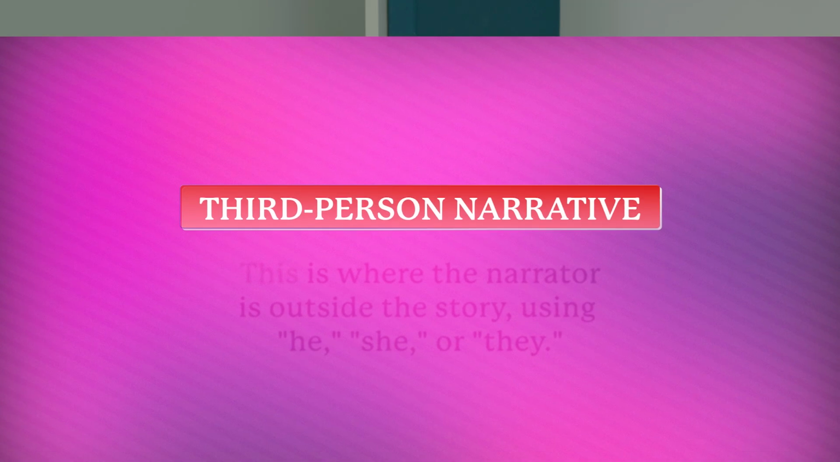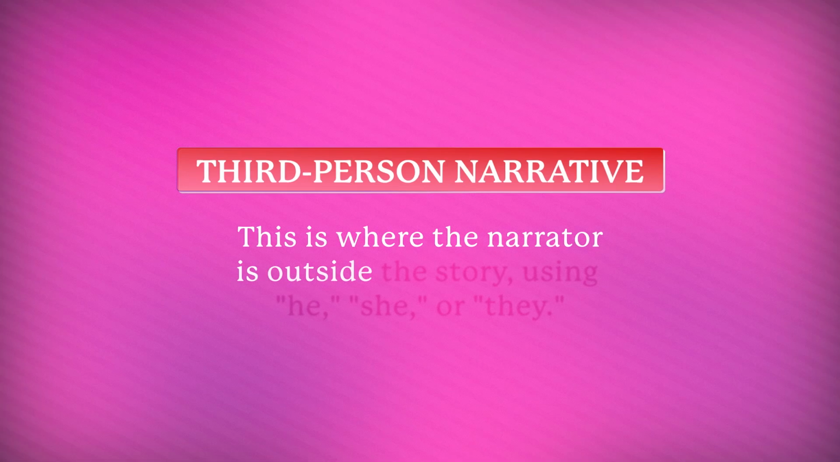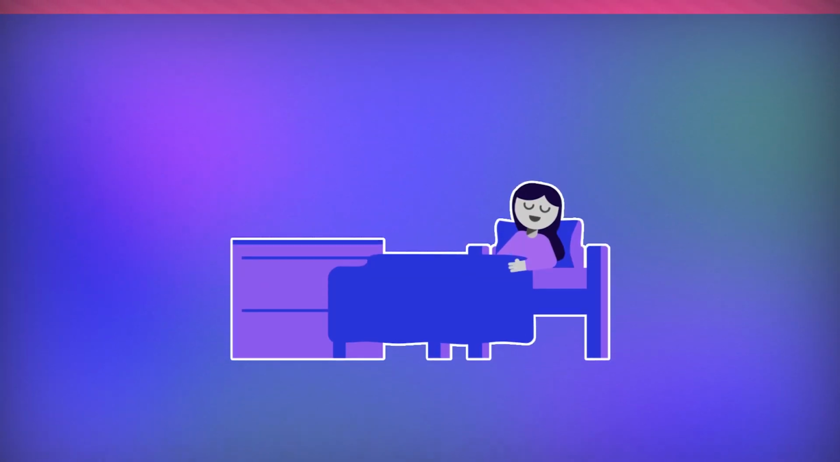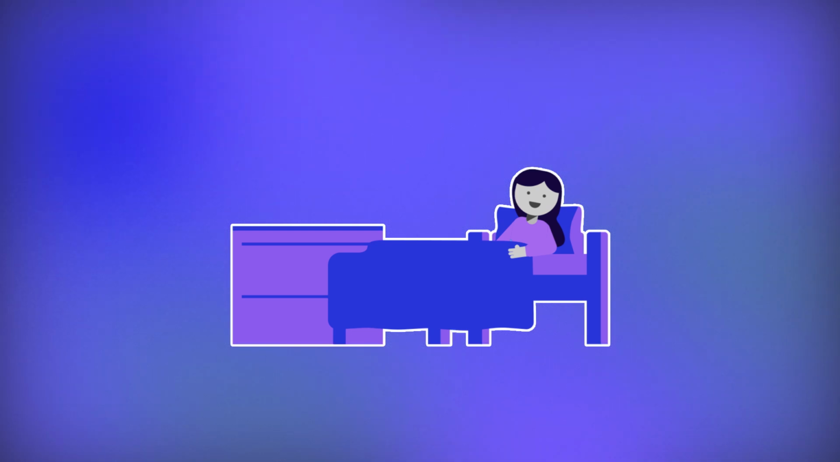And lastly, we have third-person narrative. This is where the narrator is outside of the story, using he, she, or they. For example, Kara woke up in her bed, she looked around the room and realized that she was all alone. Okay, so point of view kind of serves as a camera angle for the narrative. It shows us where we're standing in the story.